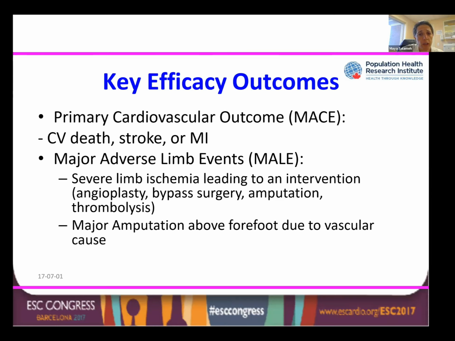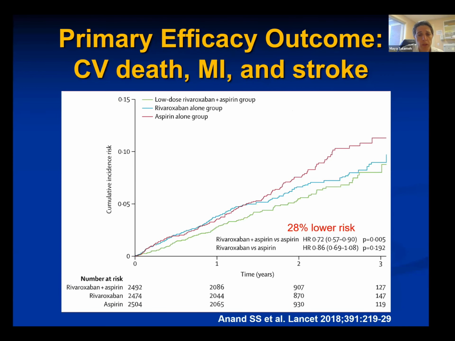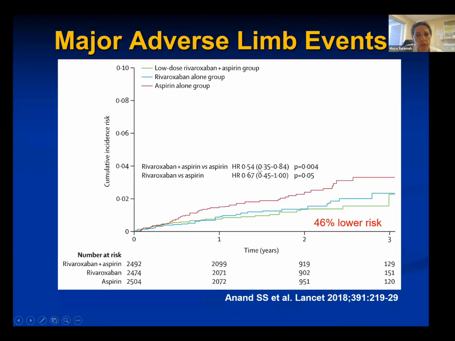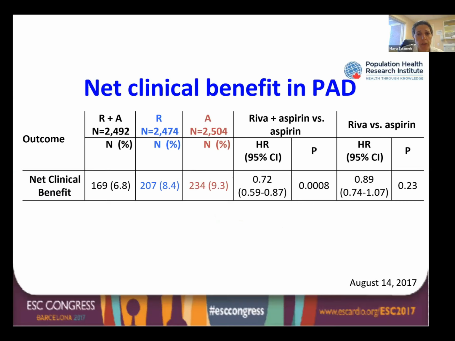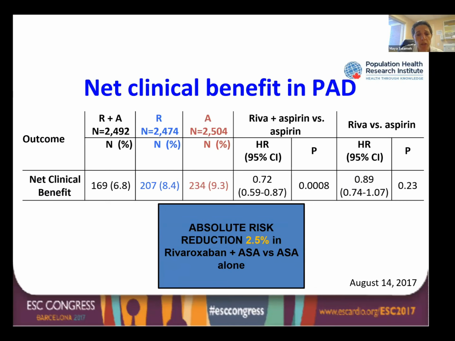And the key efficacy outcomes were, again, major adverse cardiovascular events and major adverse limb events. So you can see here, in the PAD patients who were treated with low-dose rivaroxaban plus aspirin, there was a 28% lower risk of cardiovascular death, MI, and stroke compared to aspirin alone. And similarly, a 46% lower risk of major adverse limb events with rivaroxaban plus aspirin versus aspirin alone. So again, they did this net clinical benefit analysis in the PAD population and found an absolute risk reduction of 2.5% in rivaroxaban plus aspirin versus aspirin alone.